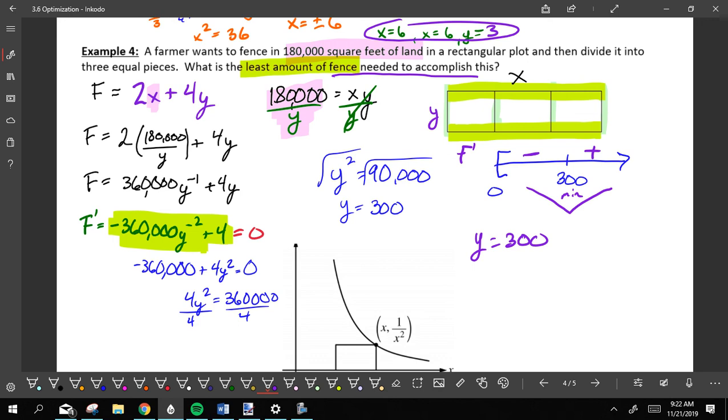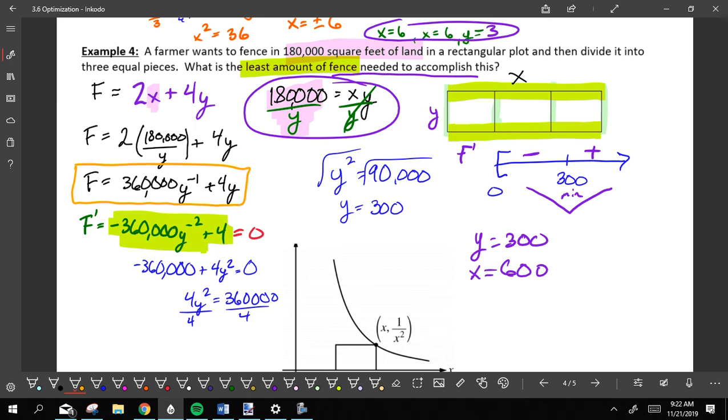You can find your X and then plug it back into that. What would your X be? X is 600. We used this equation right here to find X. And then we would take both of those things and plug them back into your fencing equation. Or you could have just taken that 300 and plugged it in right there, because that equation tells you fence as well and only deals with Y. But your fence needed is 2,400. That is the least amount of fencing I need in order to make this pen happen.